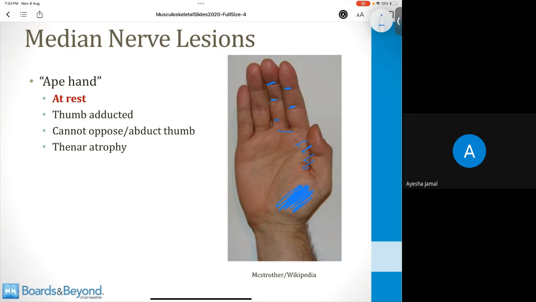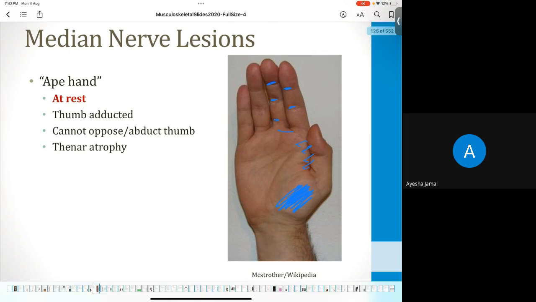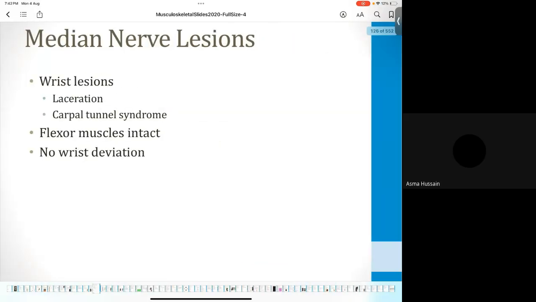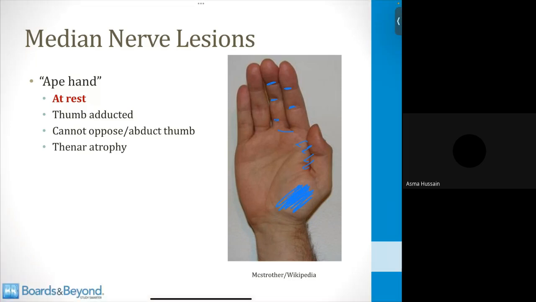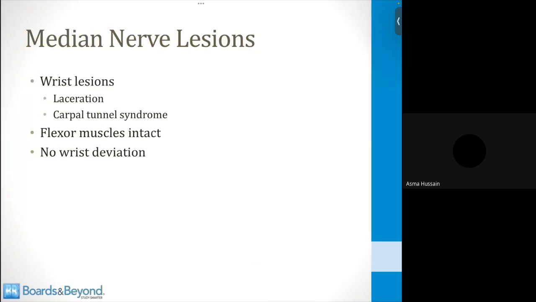Is it clear? Whenever with median nerve injury, if you are just telling an individual to make a fist, he's going to give you a Pope's blessing. If you are just telling this individual to be at rest, it's going to be an ape's hand. Okay, is it clear? So what's happening there is extension at metacarpophalangeal joints and flexion at proximal and distal interphalangeal joints. Yes. Thenar atrophy and adduction of the thumb, because abduction was the function of your median nerve.